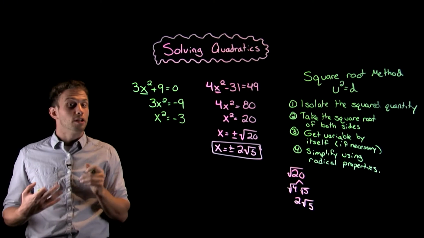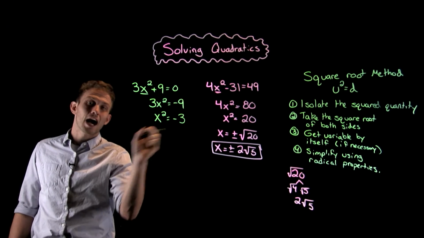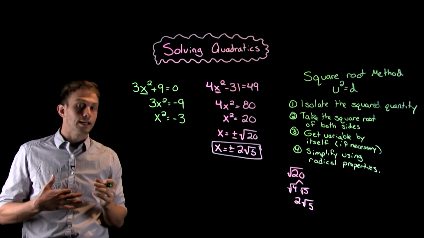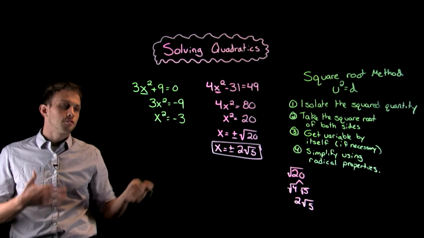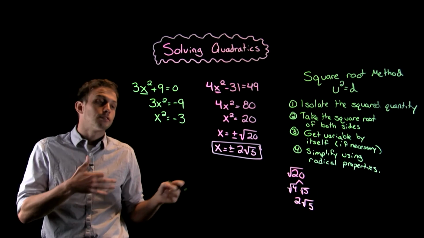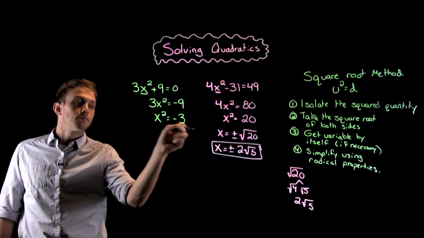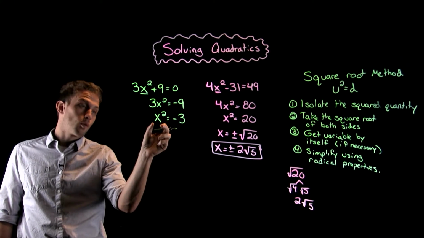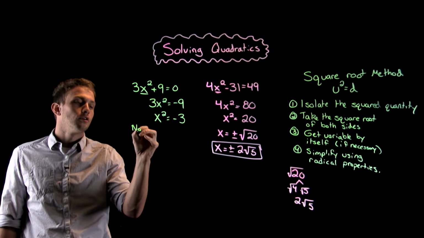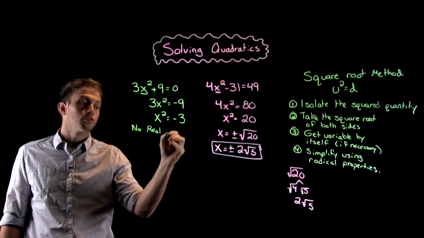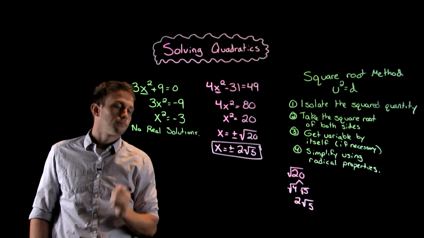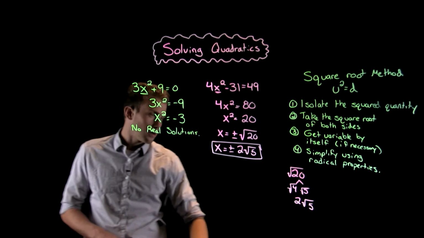Now, there's something we need to know about this. Anytime I have a squared value, that number can never be negative. 5 times 5 gives us a positive 25, and negative 5 times negative 5 gives us a positive 25. So if I have something like this, where x squared equals a negative, we're going to have what's called no real solutions. And that would be our answer for that problem.